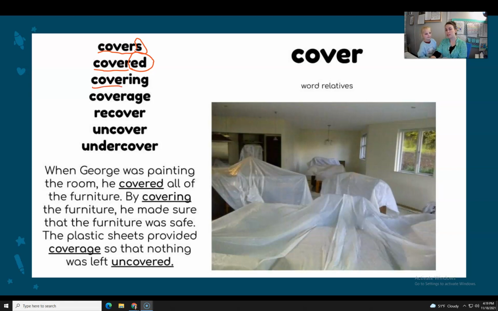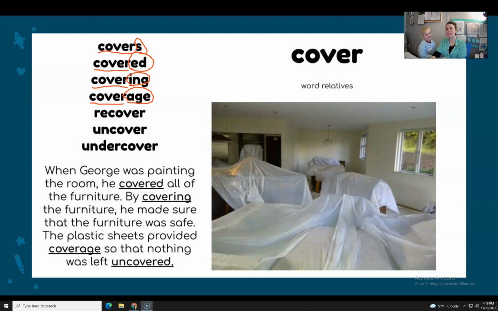Let's try another one. What is my base word? Cover. Good. I'm going to circle my suffix. Can you spell it? ING. Good. This word is covering. You try. Covering. Good. Let's try another one. What's my base word? Cover. Good. And I'm going to circle my suffix. Can you spell it? AGE. Good. You probably haven't heard of that one too much, have you? This word is the word coverage. Can you try that? Coverage.